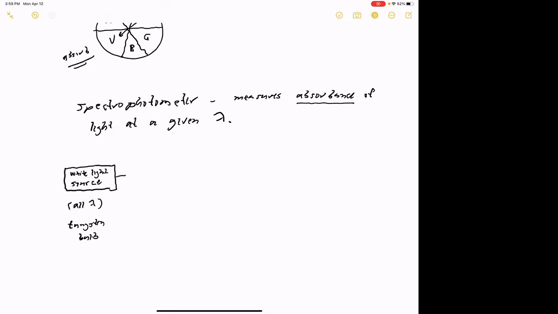What's going to be coming out of this is light, which we represent as h nu, but it's going to have a lot of different frequencies or wavelengths associated with it. Now remember, the goal of this is to measure the absorbance at a given wavelength. So the next thing I'm going to need here is some sort of a wavelength selection device.